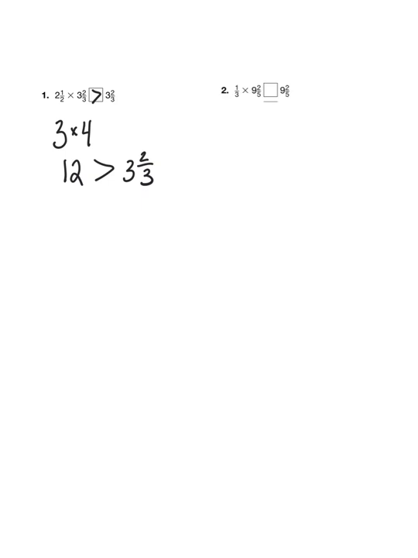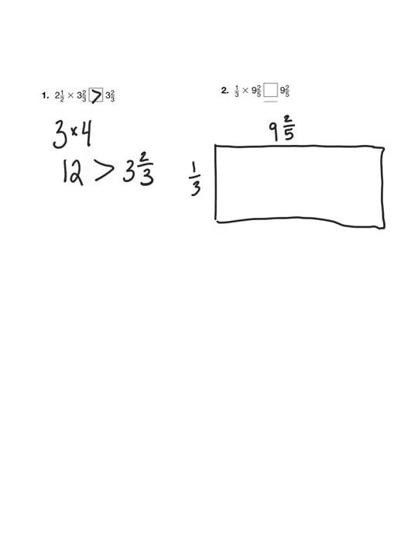Let's look at number 2. 1/3 times 9 2/5 is either going to be less than or greater than 9 2/5. So the way I want you to visualize this is draw a rectangle to represent your problem, and we're going to label the dimensions of our rectangle, just the way you would with any kind of multiplication problem. So the long side is going to be 9 2/5, and the short side is going to be 1/3.